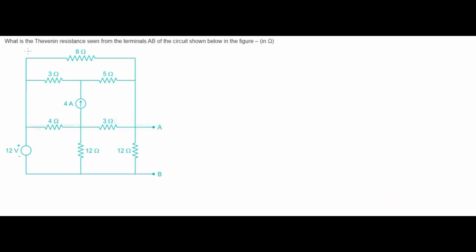Question, very easy. They asked what's the Thevenin resistance which is seen from the terminal AB. From here we have to step in this way. Don't forget this one. So they're asking about the ohms.